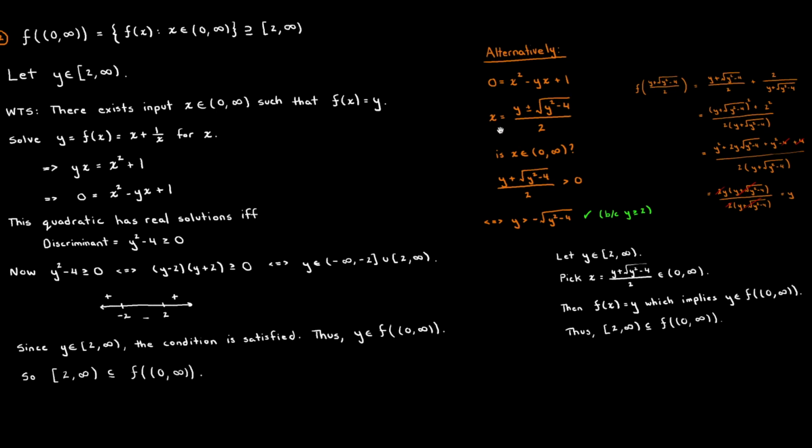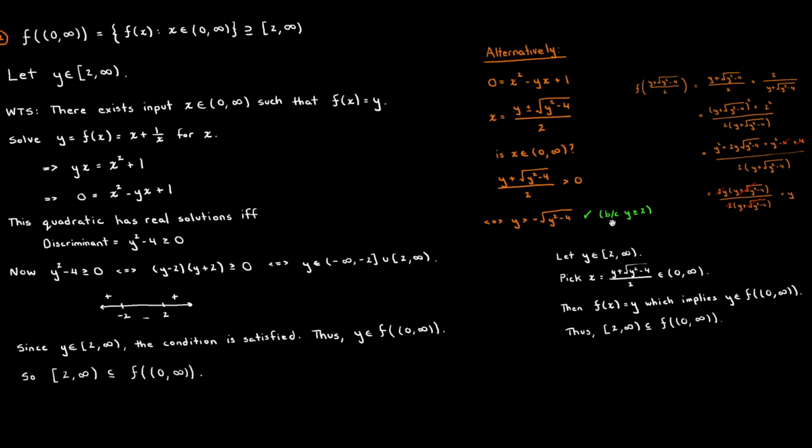Now we need to check which one of these values lies in our domain, because our domain consists of the set of positive real numbers. So let's begin by checking the positive root to see if that satisfies this condition. So the question we're asking is, is (y + the square root of y squared minus 4) divided by 2 positive? Well, we can multiply both sides by positive 2, and that will preserve the inequality. And then we can bring the square root term to the other side. And so the question we're asking now is, is y greater than minus the square root of y squared minus 4?